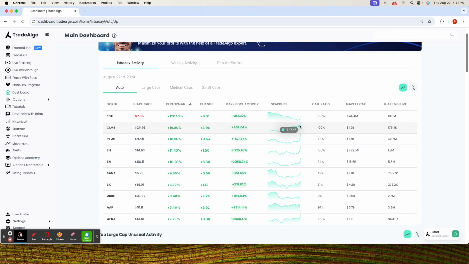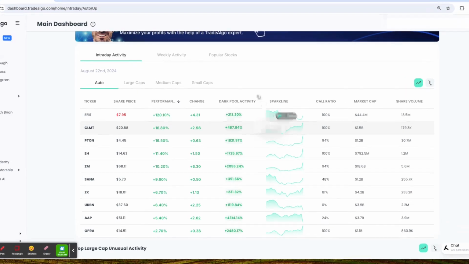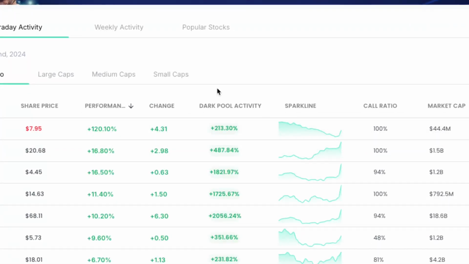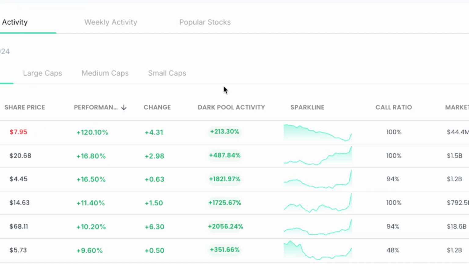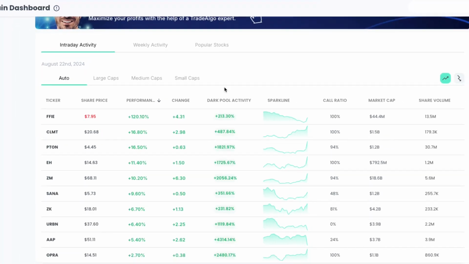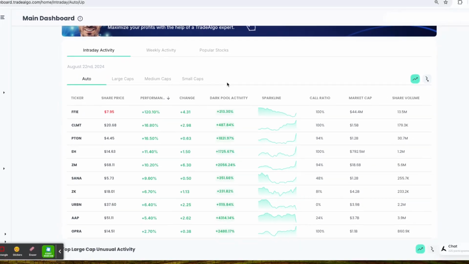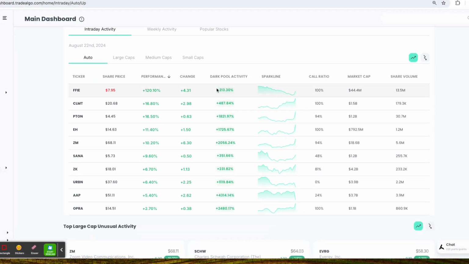Our focus is dark pools, the hidden trading arenas of big banks, institutions, and hedge funds. These are places where significant trades happen, away from public eyes, often leaving retail traders scrambling. Not anymore. Here at TradeAlgo, we are all about leveling the playing field.